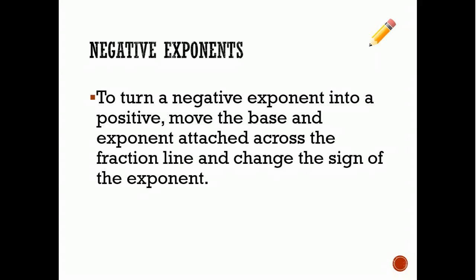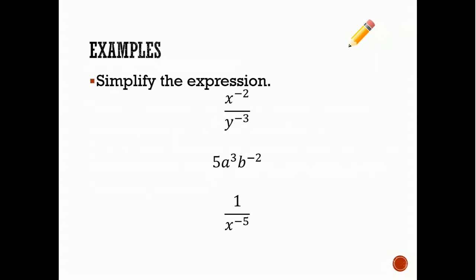Alright, now we need to talk also about negative exponents. To turn a negative exponent into a positive exponent, basically what you're going to do is move the base and the exponent attached across the fraction line and change the sign of the exponent. Let's take a look at a couple examples. So I have x to the negative 2 and y to the negative 3. To get rid of these negative exponents, you need to move them to the other side. Not just the exponent though, you're going to take the base that it's attached to.